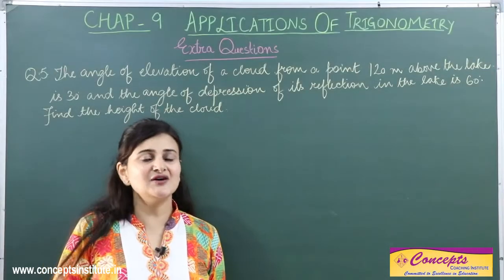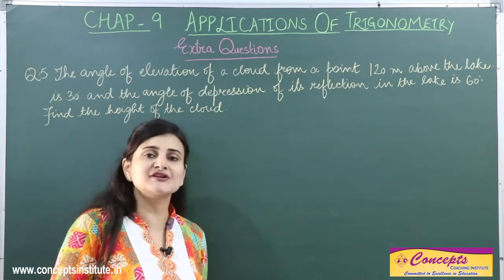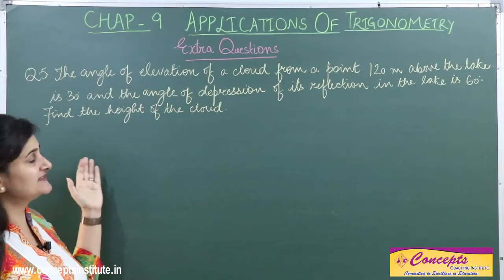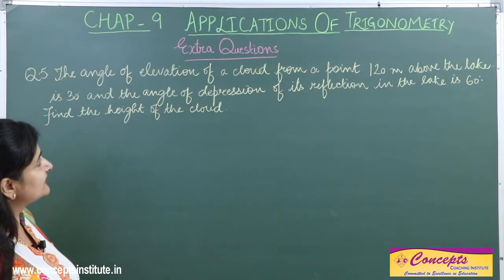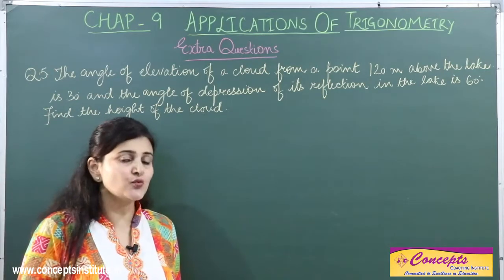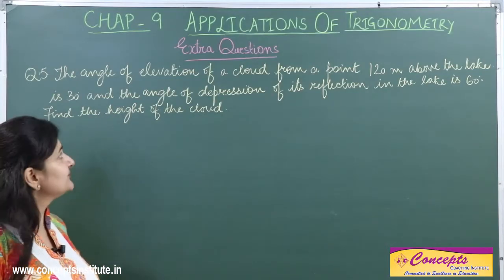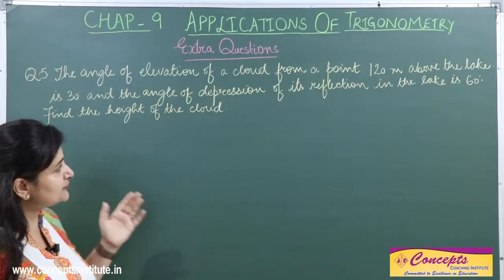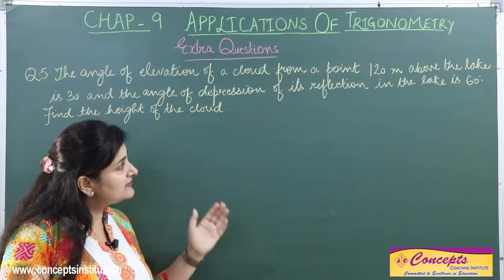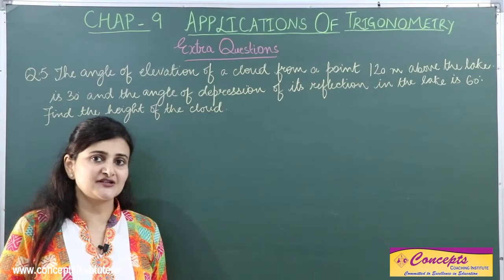Okay students, so now let's look at question number 5 of extra questions, and this is the last question in today's lecture. It is a very interesting and popular question in examinations. The angle of elevation of a cloud from a point 120 meters above the lake is 30 degrees, and the angle of depression of its reflection, that means the reflection of the cloud in the lake, is 60 degrees. Find the height of the cloud.